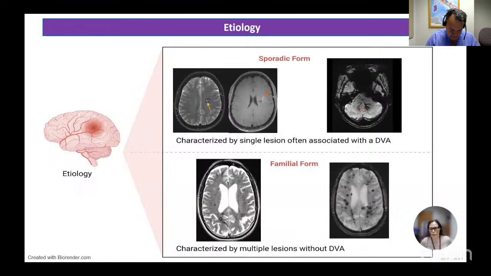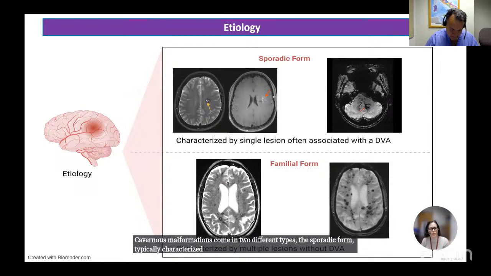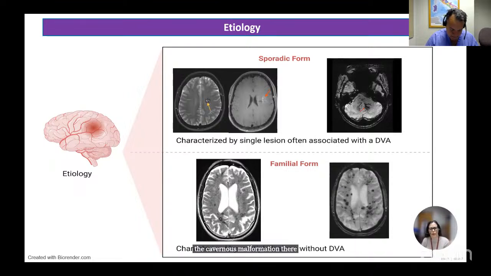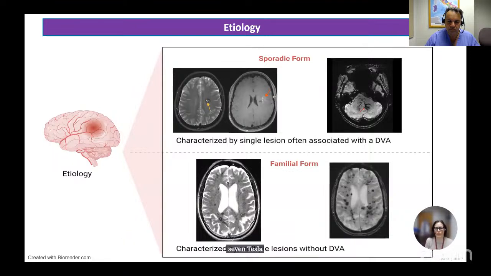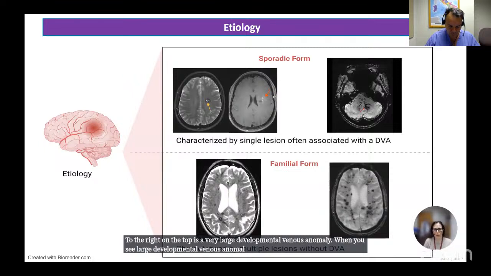Cavernous malformations come in two different types. The sporadic form, typically characterized by a single lesion. The cavernous malformation there is noted by the yellow arrow, often with an associated developmental venous anomaly noted by the red arrow. Sometimes the developmental venous anomaly may not be visible on standard sequences like the gadolinium or the SWI, in which case sometimes 7 Tesla MRI can show it. To the right on the top is a very large developmental venous anomaly. When you see large developmental venous anomalies, sometimes they can be associated with multiple cavernous malformations surrounding that DVA.